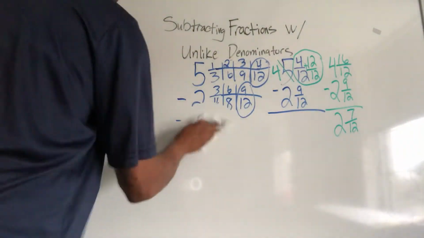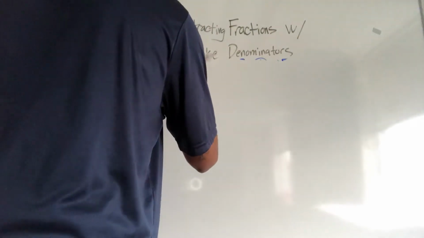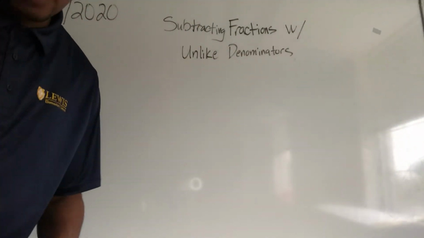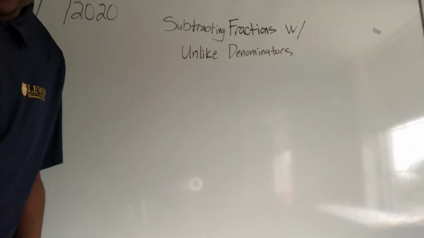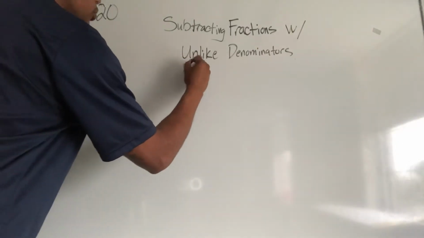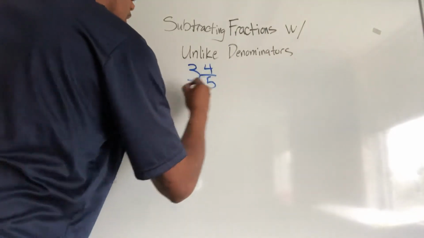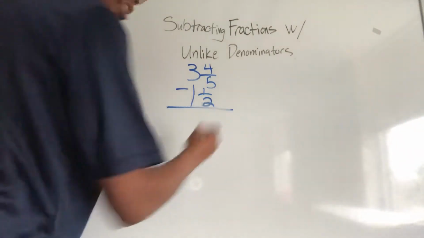Erase that. Now, another example I can give you for subtracting fractions with unlike denominators, I'll give you an easier one. We'll do 3 4/5 minus 1 1/2. This one is easier.